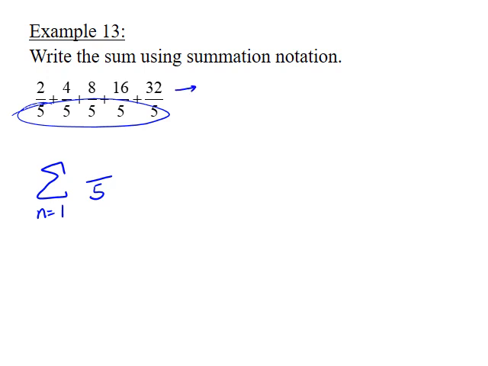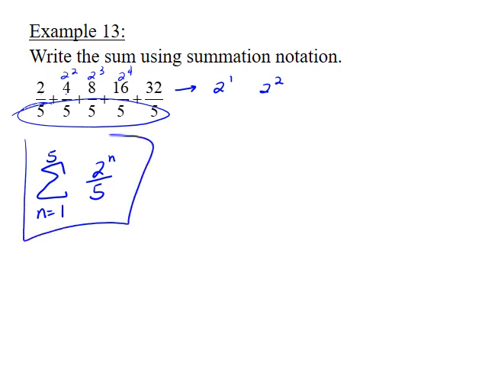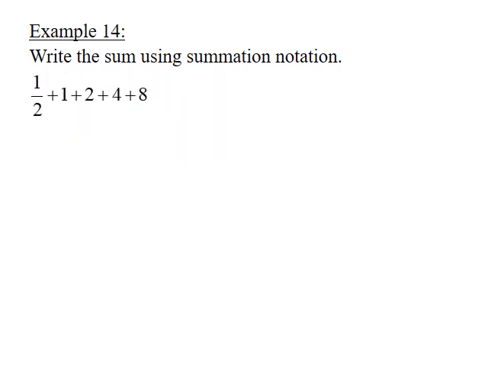Well, let's just look at the numerators. What's happening here? Well, these are all even. If this is my first term, what if I say 2 to the first, 2 squared, 2 cubed, 2 to the fourth? Well, what's happening? Well, I have a base of 2 and I raise it to a power of n, whatever the term is. I have 5 terms, so I will end at 5. So this is the sum of this in summation notation. Let's try another one.